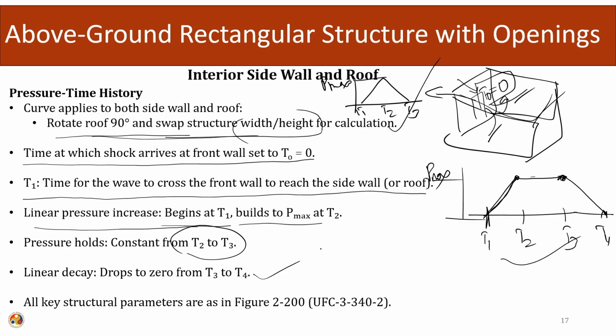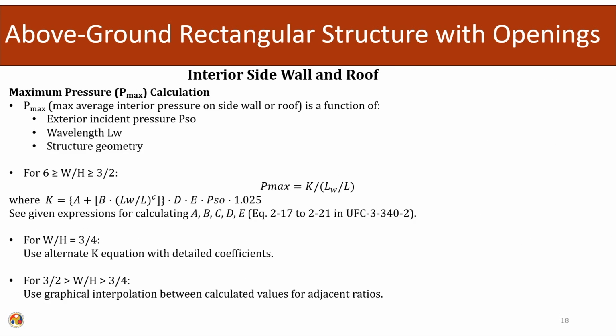Similarly, as we have used the graph from UFC 3-340, we can use the other graphs and calculate the value of P max from there. Now the maximum pressure calculations on the interior side walls and the roof. P max is the maximum average interior pressure on side walls and on the roof. It is a function of the incident pressure, the wavelength, and the structural geometry.